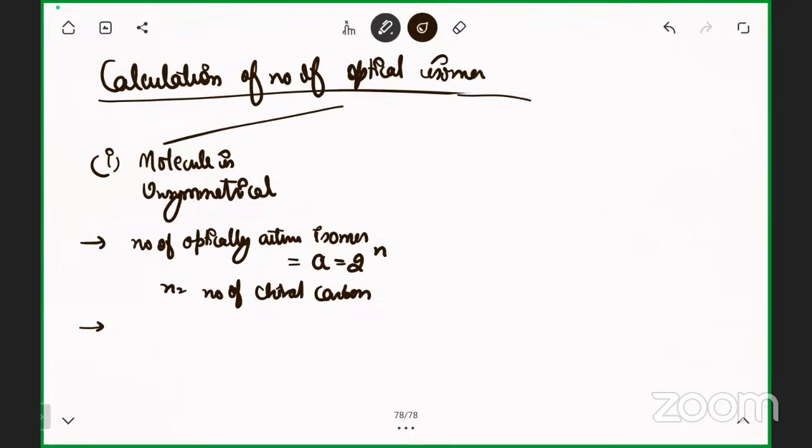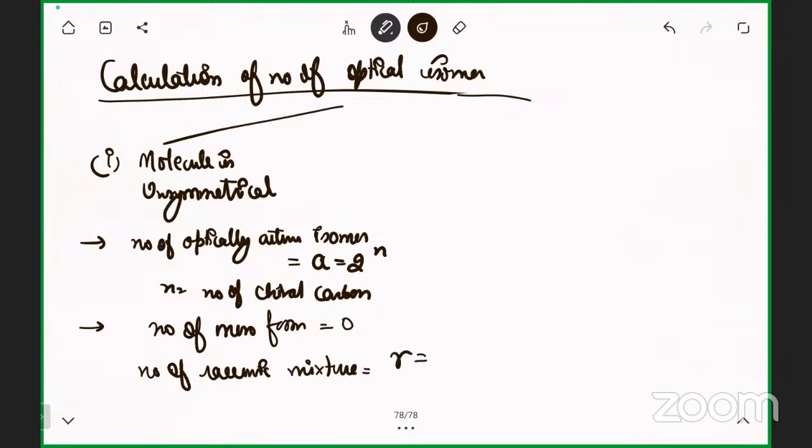Second thing you have to do, number of mesoforms. Okay, in the unsymmetrical case, mesoform can be calculated by just giving a plane. So for unsymmetrical carbon, mesoform will be calculated as 0. The number of racemic mixtures, it will be R equals A upon 2. R is racemic mixture, A is optically active isomers, which you can calculate from here.